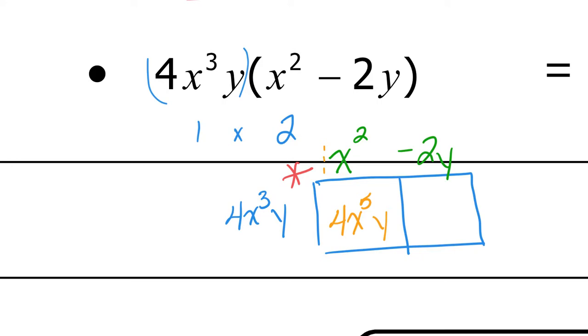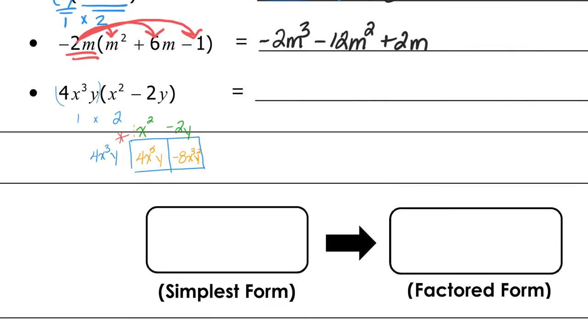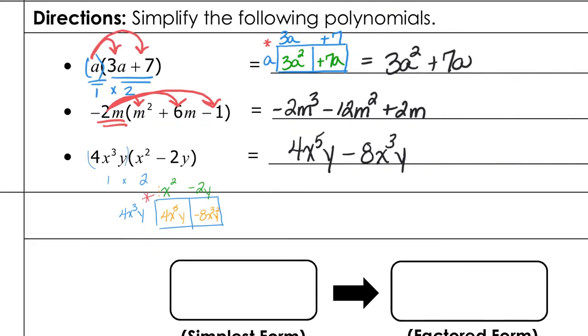Do the same thing with the second box. 4 times negative 2 gives me negative 8. I have only 3 x's, but this time I have 2 y's. And so if I was to look at this in terms of simplifying it, I would have 4x to the 5th y minus 8x cubed y. So just looking at multiplying, a little refresher from yesterday.